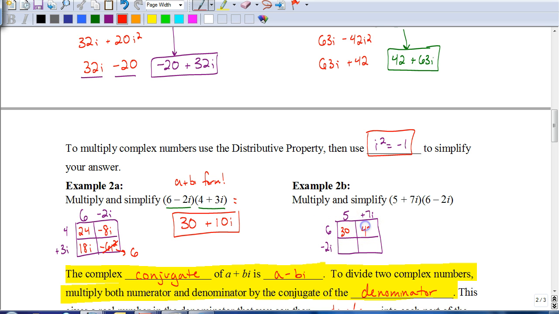6 times 7 is 42, so it's 42i. Negative 2i times 5 is negative 10i. And this would be negative 14i squared. Again, the negative 14i squared is the same as negative 14 times negative 1, which gives me a positive 14. So when I add together my like terms for this one, I would get, well, 30 plus 14 is 44. And 42i minus 10i is 32i. So this would be plus 32i. And there's my answer.